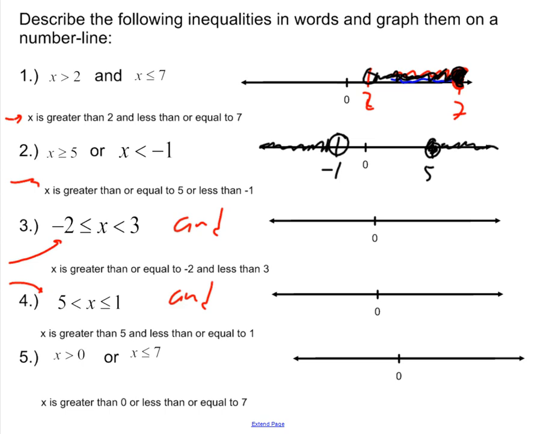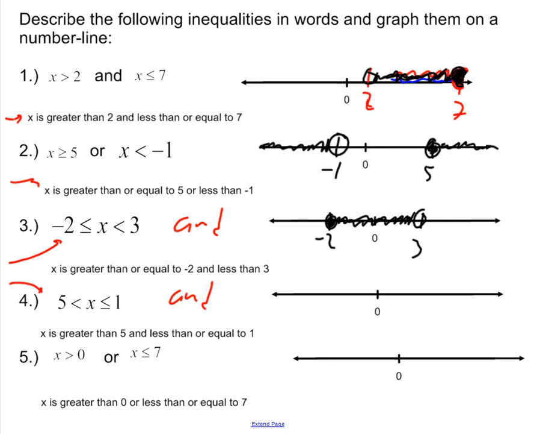Question 3 is an and inequality, which means we would have an open hole or a closed hole at -2, closed hole, an open hole at 3, and then the union of those two, the interval between.